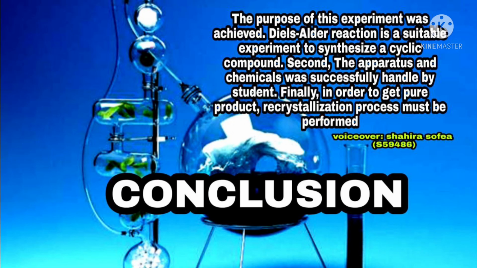The purpose of this experiment was achieved. The Diels-Alder reaction is a suitable experiment to synthesize a cyclic compound. Second, the apparatus and chemicals were successfully handled by students. Finally, in order to get pure product, the recrystallization process must be performed.